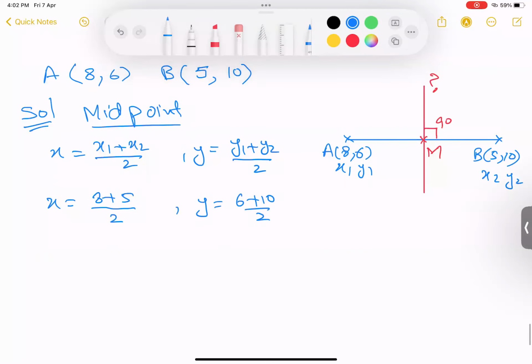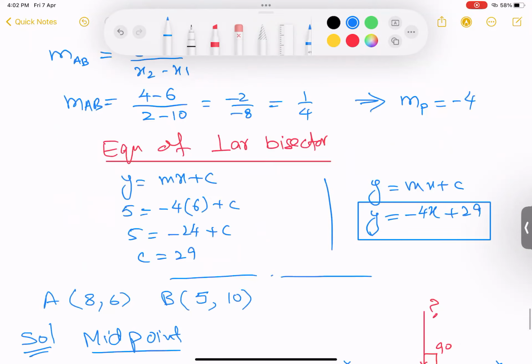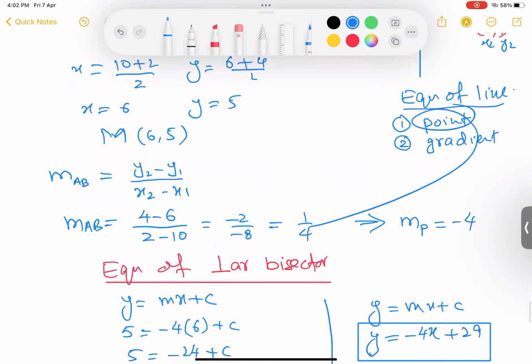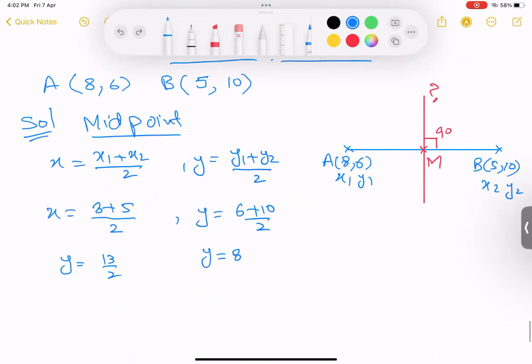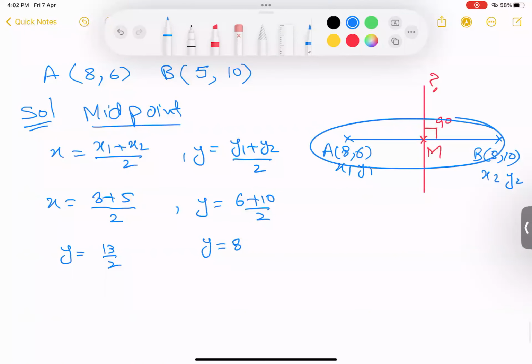16, so this becomes easy, 8. And this is better to write in fraction form, 13 by 2. If you write in decimal, it's not wrong at all. Okay, now we got one point, but we're looking for the gradient of the line. So the gradient of the line is very clear. First find the blue line gradient, that is the gradient of AB.